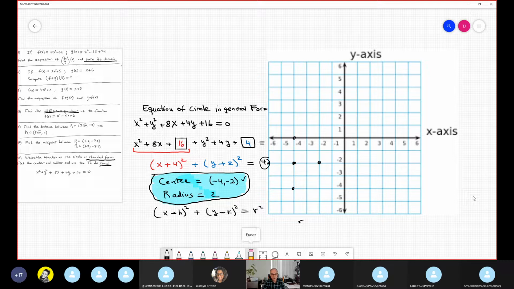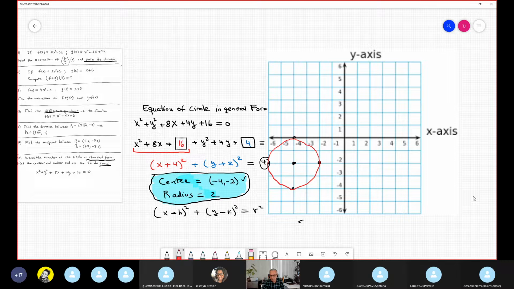Okay, now I'm using another color, maybe red, and try to connect these points using our best intention to look like a circle. Boom. And it's the final answer.